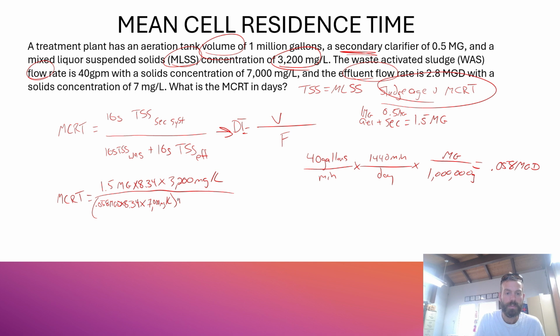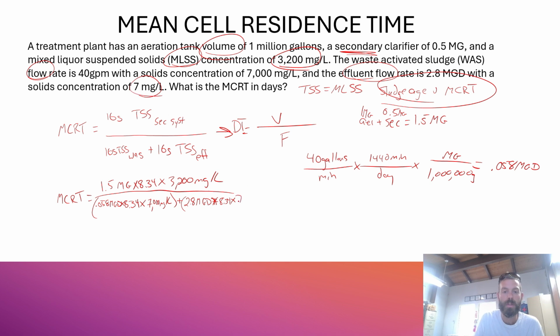Plus, sorry, hitting buttons on my stylus here. Now I got to figure out the TSS in the effluent. So I've got 2.8 mgd is my plant flow. That might also be set as plant flow, not effluent flow. Times, not plus, sorry, times 8.34 times 7 milligrams per liter.